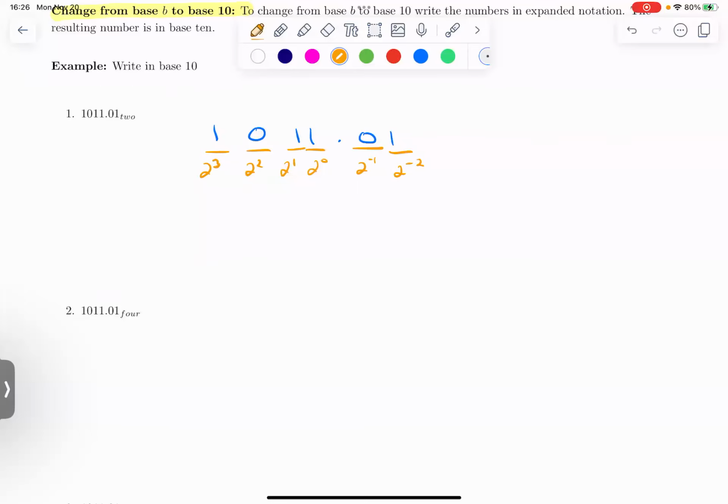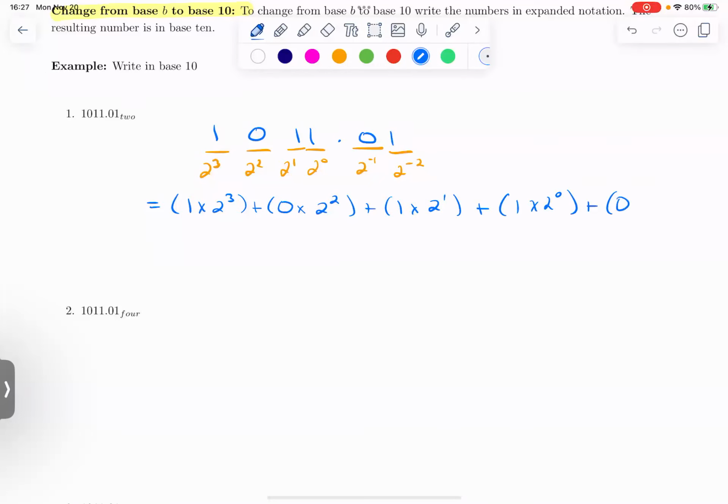If I write this out in expanded notation, and then I do the math as we normally would, then I'm going to get to the value in base 10. So this becomes 1 times 2 to the 3 plus 0 times 2 to the 2 plus 1 times 2 to the 1 plus 1 times 2 to the 0 plus 0 times 2 to the negative 1.